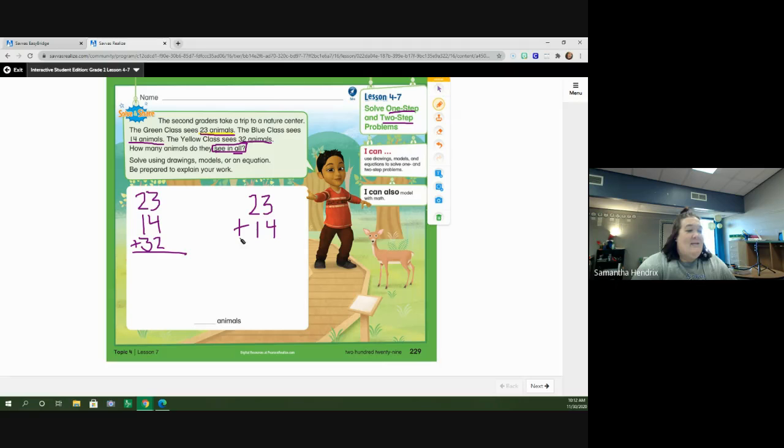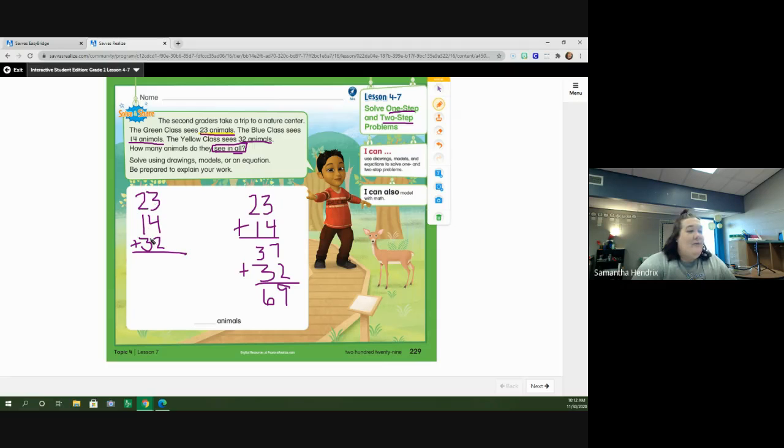Okay, I'm going to add these two together first. So 23 plus 14. 3 plus 4 is 7. 2 plus 1 is 3. Okay, then I have to add in the 32. So I'm just going to add it to the bottom. I'm still adding. So 7 plus 2 is 9. And 3 plus 3 is 6. Okay? That's two steps. This was step 1, and then we added this for step 2.